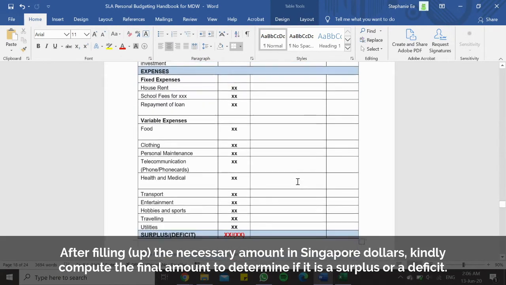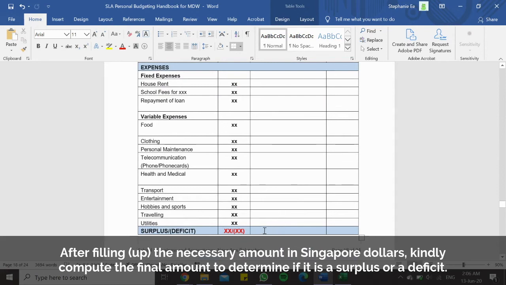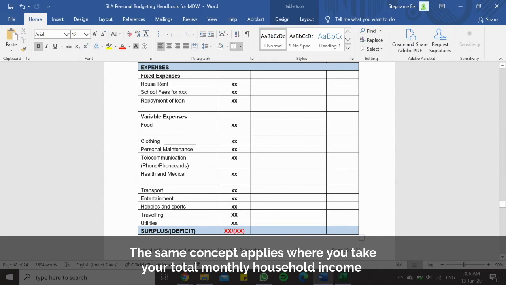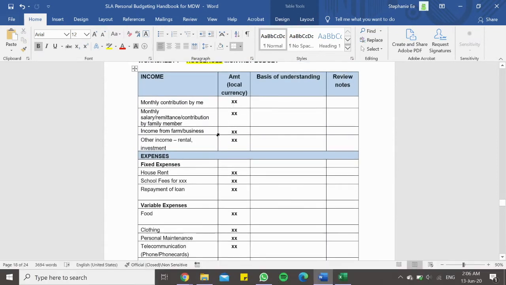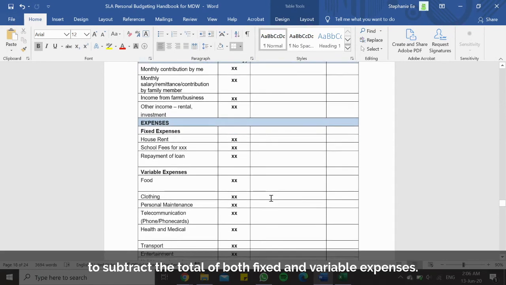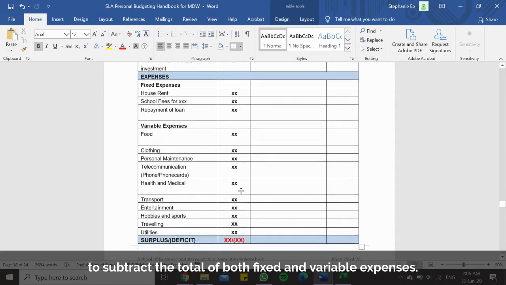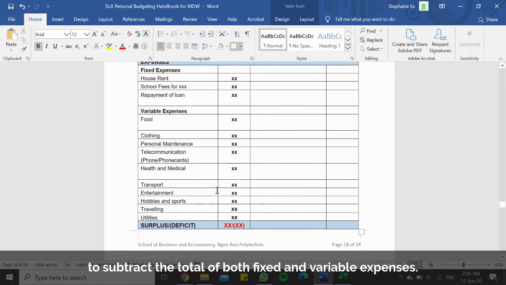After filling the necessary amount in Singapore dollars, kindly compute the final amount to determine if it is a surplus or a deficit. The same concept applies where you take your total monthly household income to subtract the total of both fixed and variable expenses.